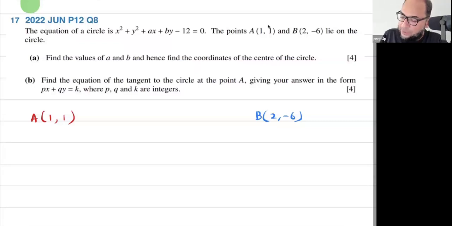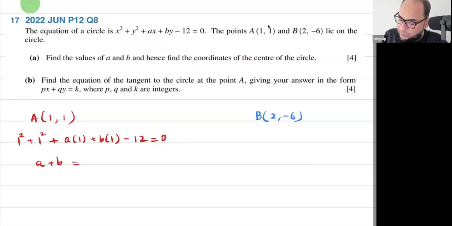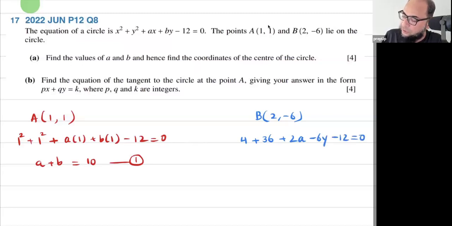Plug it in this equation: x squared, which is 1 squared, y squared, which is 1 squared, plus a into 1, b into 1, minus 12 equals 0. Therefore, a plus b, that is 2 minus 12, negative 10, so positive 10. That is equation 1. Equation 2, this is (2, negative 6). So x squared is 4. Negative 6 squared is 36. a into 2, that's 2a. b into negative 6 is negative 6b, minus 12 equals 0.